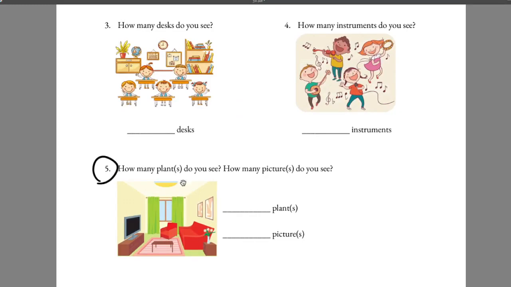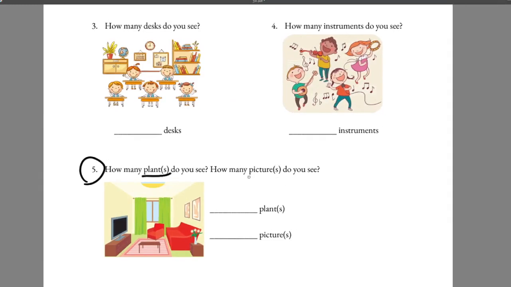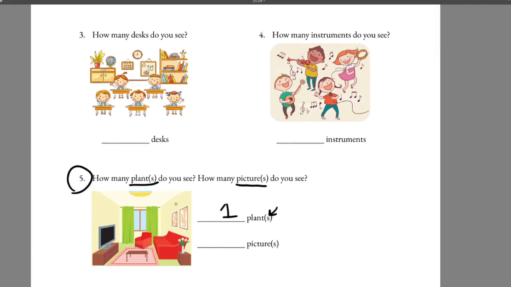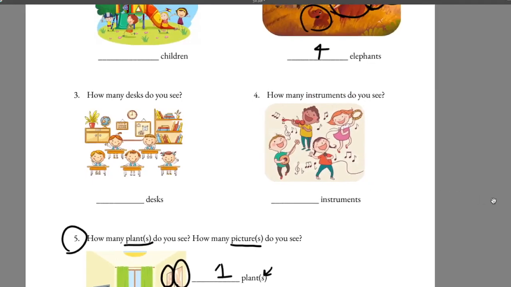For 5, it says how many plants do you see and how many pictures do you see? Now let's start off with plants, and I can only see 1 plant, so we just put 1 plant. How many pictures do we see? Now I see 1 on the wall and another on the wall, meaning that we have 2 pictures.